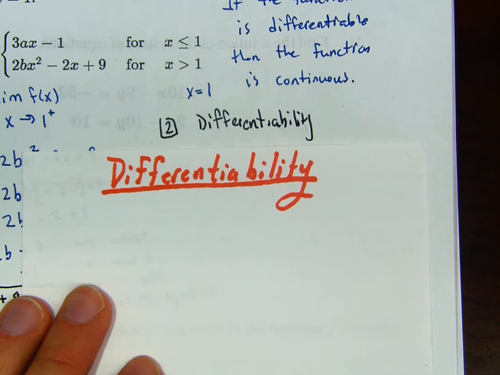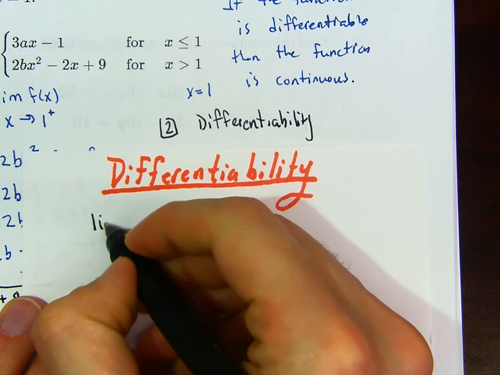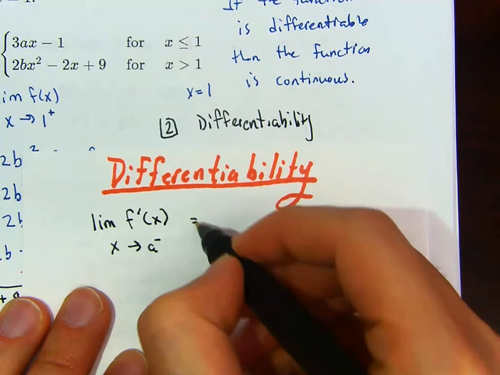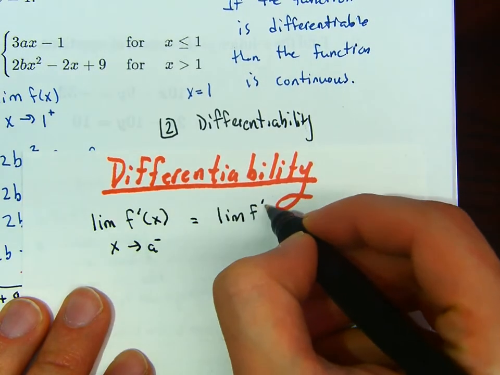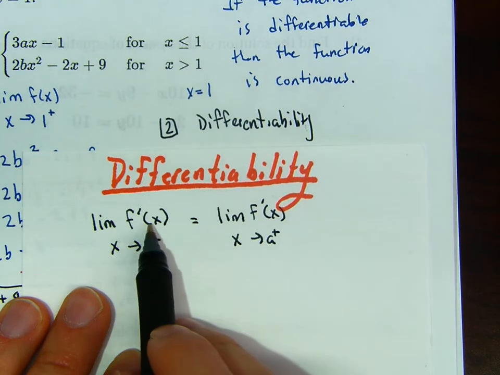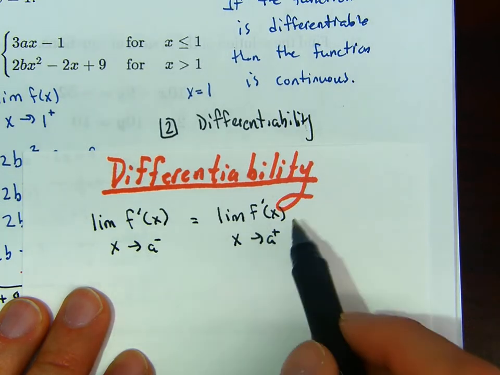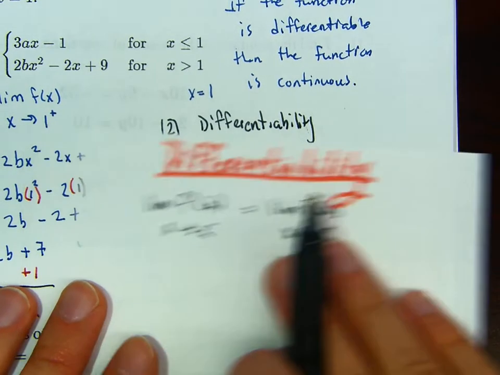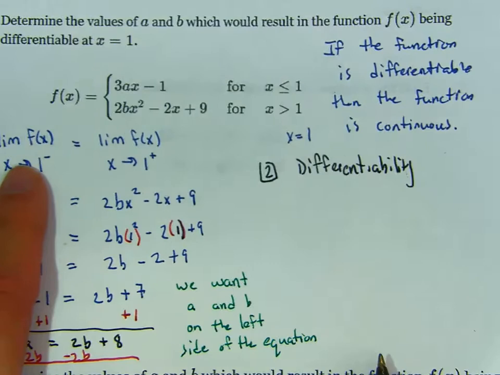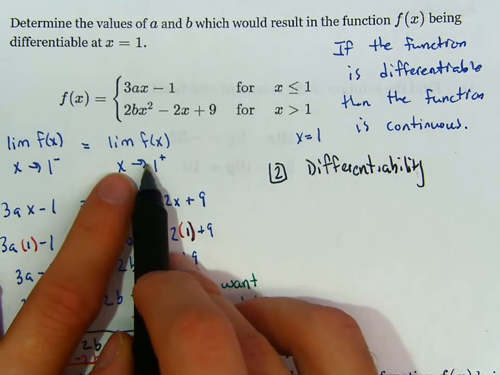Right? Here, you need the derivative of the left as x approaches a to match the derivative from the right as x approaches a. The derivative of the limit from the left has to match the derivative of the limit from the right. Okay? So the game plan is, before we had just the limit from the left and the limit from the right, but now we need to take the derivative of the left and the derivative of the right.